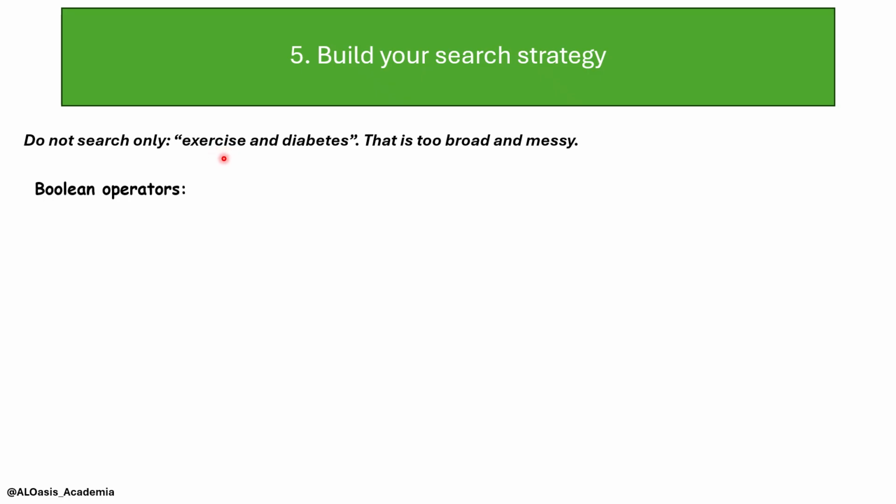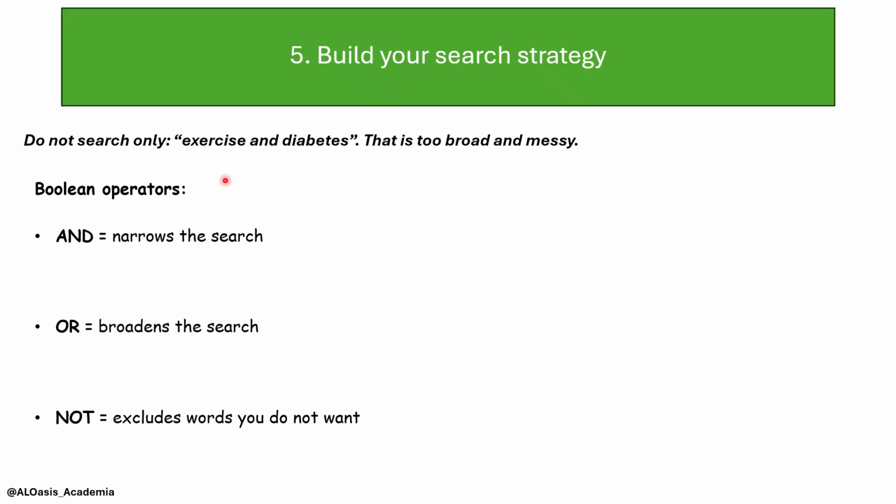So to do that, you need to be familiar with something called Boolean operators. Okay, so what are Boolean operators? Boolean operators are just three main words: and, or, not. These three words you're going to be using to make your literature search and find the papers you need for your writing.